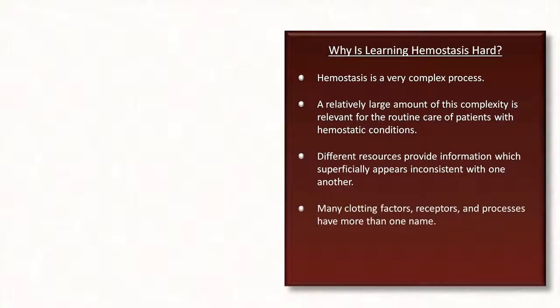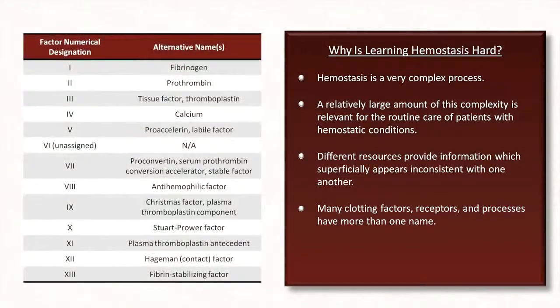Fourth, many clotting factors, receptors, and even processes have more than one name. Here's a table of the body's clotting factors, all of which are assigned a Roman numeral designation, but also which have one or more older historical names. In common practice, generally clinicians default to one choice only. For example, I've literally never heard someone refer to fibrinogen as factor 1, or refer to factor 10 as Stewart-Prower factor. Nevertheless, the alternative names are still out there in the literature and in textbooks. Worse than the factors, however, are platelet receptors with 2 completely different nomenclatures that are used interchangeably in clinical practice.